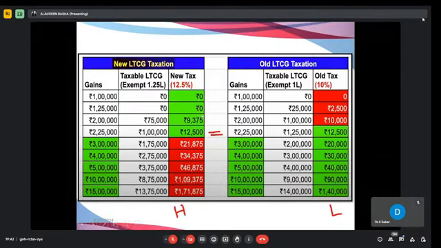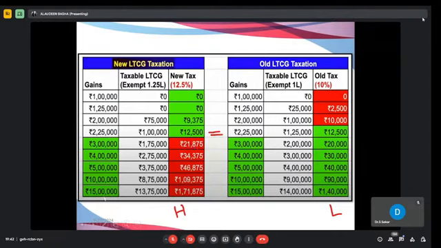There is no tax for 1.25 lakhs. There is some profit in 2 lakhs profit. Up to 2 lakhs, it should be useful for the middle class. But if you are moving to a higher profit, for example, 3 lakhs, here you need to pay tax of 21,000. Here you need to pay 20,000 tax.